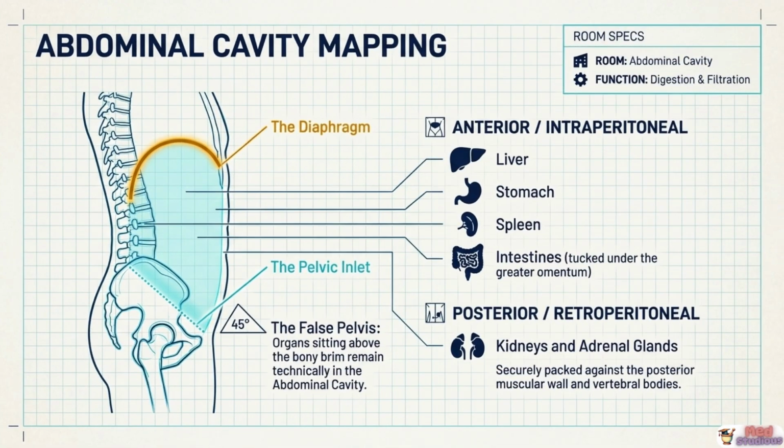Directly below the diaphragm lies the abdominal cavity, designed specifically for digestion and filtration. Anteriorly, in the intraperitoneal space, we find the liver, stomach, spleen, and intestines, which are safely tucked under the fatty greater omentum. Posteriorly, in the retroperitoneal space, the kidneys and adrenal glands are securely packed against the posterior muscular wall and vertebral bodies. Interestingly, there is a false pelvis concept. Organs that sit above the bony pelvic inlet brim technically remain in the abdominal cavity rather than the true pelvis.